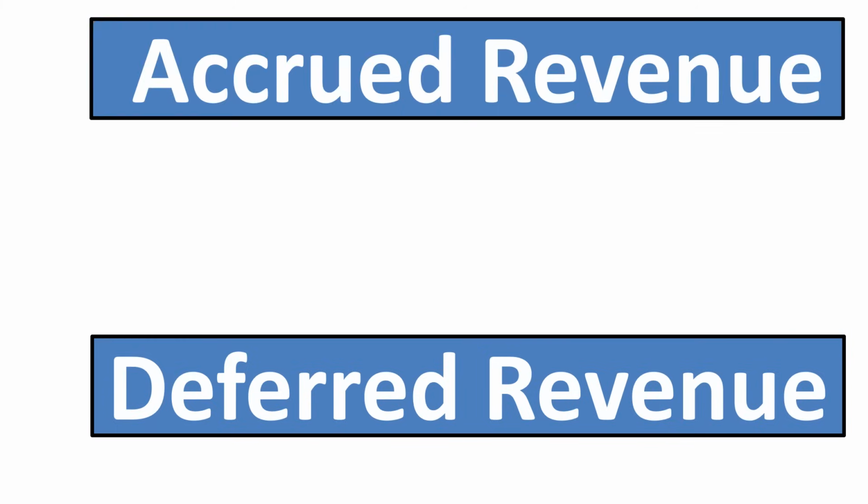Accrued revenue and deferred revenue. Balance sheet accounts that receive adjusting entries in order to get the correct amounts of revenue into the income statement of the period, as we don't want to overstate nor understate revenue.